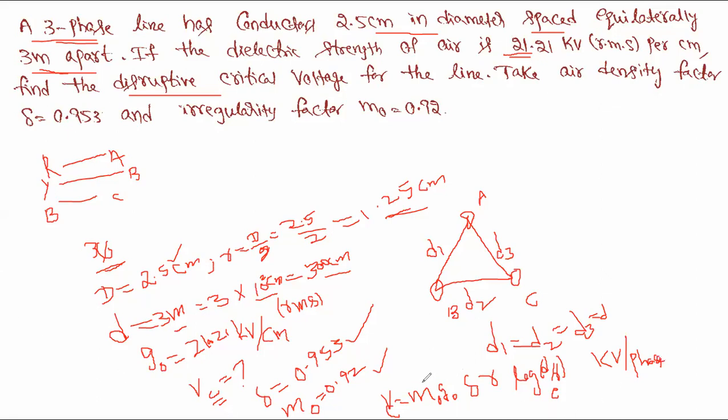All the data is there. The irregularity factor m naught is 0.92, G naught is 21.21, and air density factor delta is 0.953. The radius of the conductor is 1.25, and in log d by r, the spacing of the conductor is 300 and the radius is 1.25.